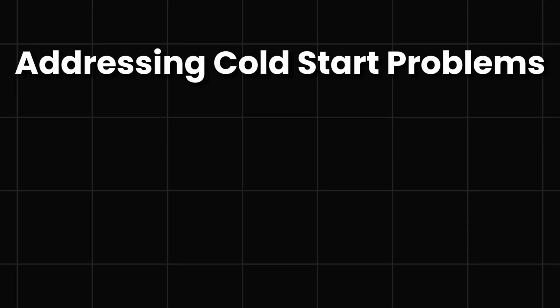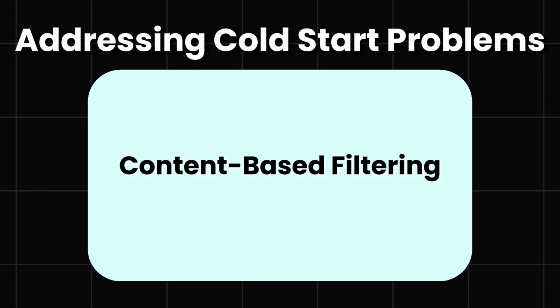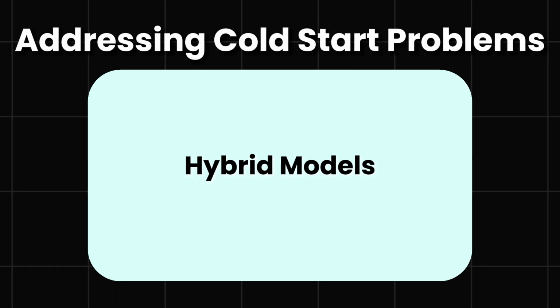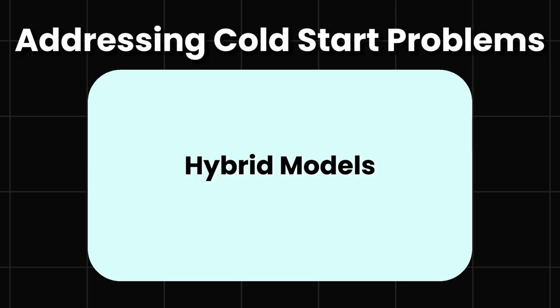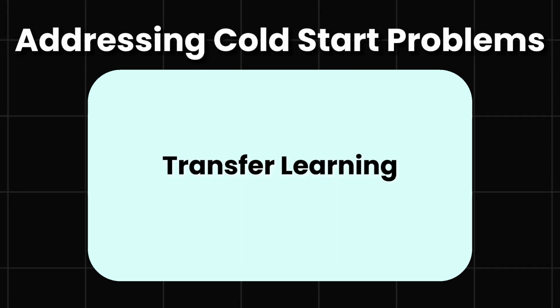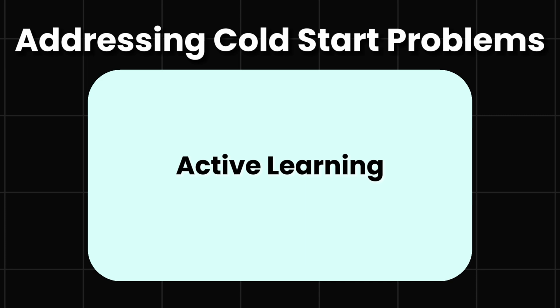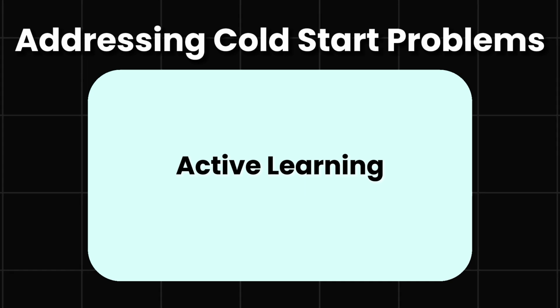So how do we address these problems? Content-based filtering, whereby we use metadata or features of users or items to make initial recommendations. We have hybrid models, which combine collaborative filtering with content-based methods to leverage both user-item interactions and item features. We have transfer learning, where we use data from a related domain to initialize the model, and active learning, where we prompt users to provide initial feedback or preferences to bootstrap the system.